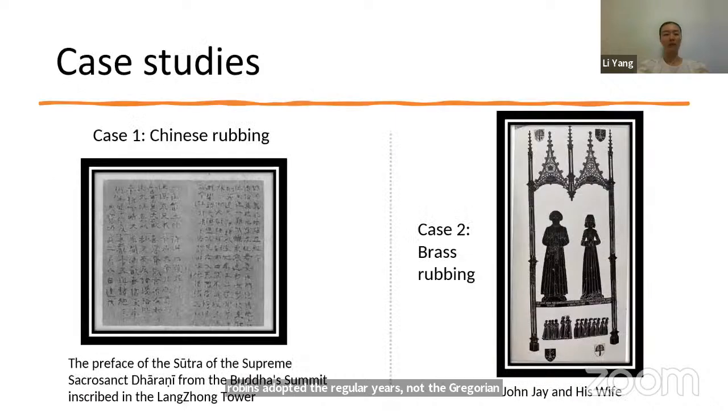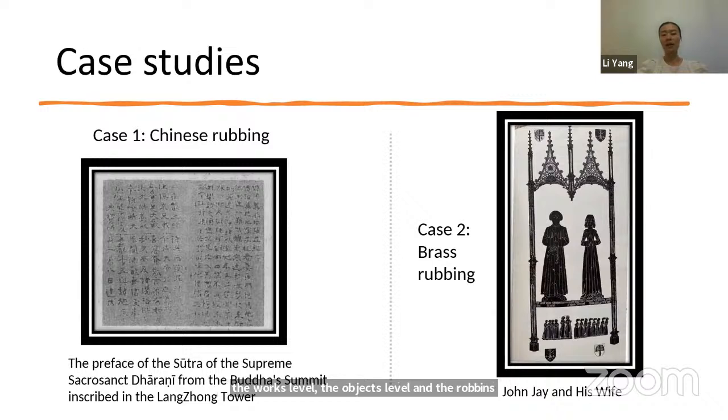Next, thank you. To examine the 7 schemes practically, we used a Chinese rubbing titled The Preface of the Sutra of the Supreme Sacrosanct Dharani from the Buddhist Summit inscribed in the Langzhong Tower, and a brass rubbing called Zhang Jie and his wife as the 2 cases. The Chinese rubbing case describes information covering the works level, the objects level, and the rubbings level.